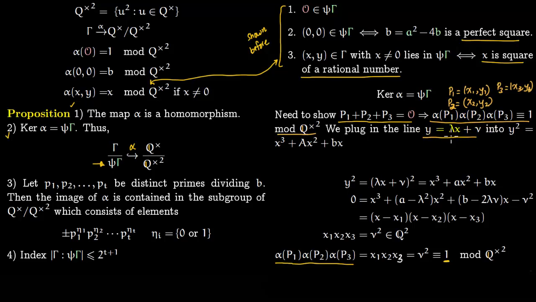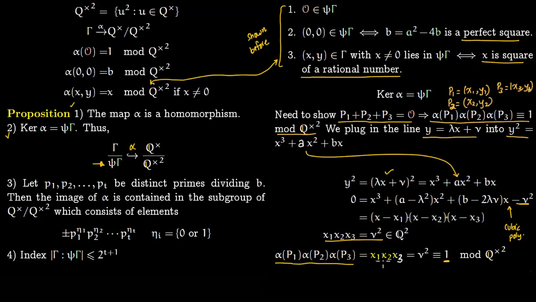This line is cutting the curve, so we plug it into our elliptic curve, which is x cubed plus a x squared plus b x. Instead of y we put lambda x plus nu, and then we copy this portion right here. Now we expand and put everything on one side, and you get x cubed plus (a minus lambda squared) x squared plus (b minus 2 lambda nu) x minus nu squared. Now this is a cubic polynomial, which we can factorize as (x minus x1) times (x minus x2) times (x minus x3). So you get x1 x2 x3 is nu squared.